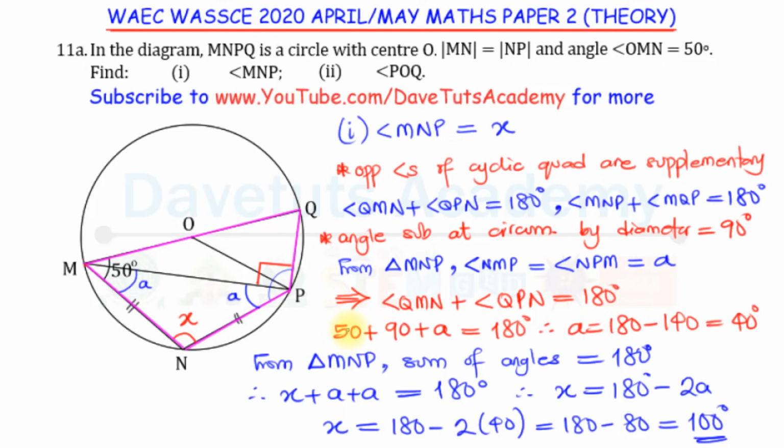And you can see how we're able to find it, because we look at the cyclic quadrilateral, and we also look at the isosceles triangle, and then we look at the fact that the angle subtended by a diameter at the circumference of the circle is a right angle. Bringing these three together, we're able to apply these theorems to get the solution to angle MNP as 100 degrees. So we can now move on to angle POQ.